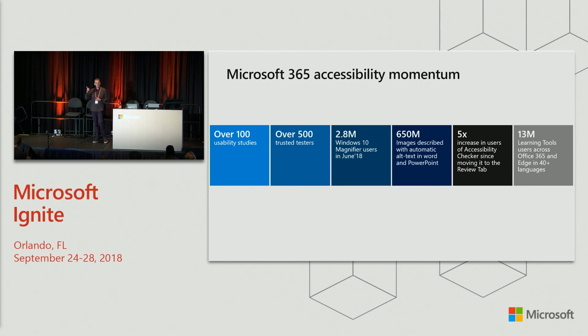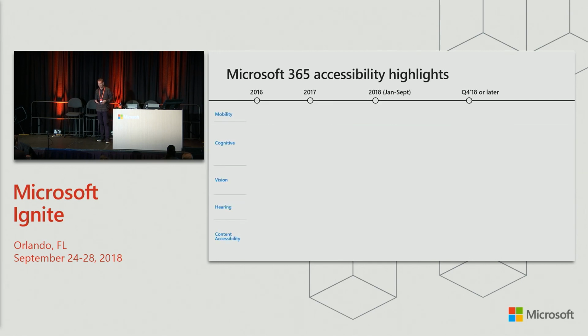In June, 2.8 million people used Magnifier. 650 million images have been captioned, and we now have over 3 million people that are using learning tools on a regular basis. The energy that's starting to come is really changing a lot of the conversations we're having in education. But when people with dyslexia leave school and go to the workplace, that goes with them. And so it's been great to start to see it have an impact in companies as well.